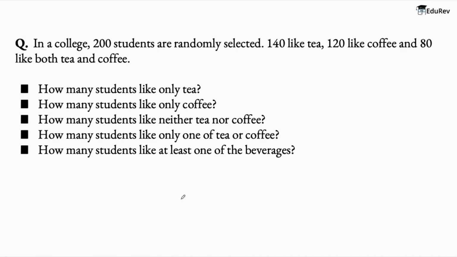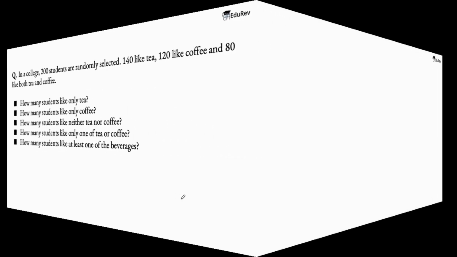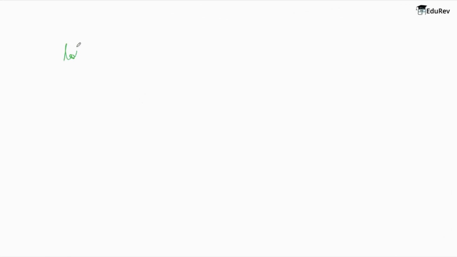Alright, so the next question says that in a college of your 200 students, that means the total number of students are 200. So let me write it, okay? Total students are 200.